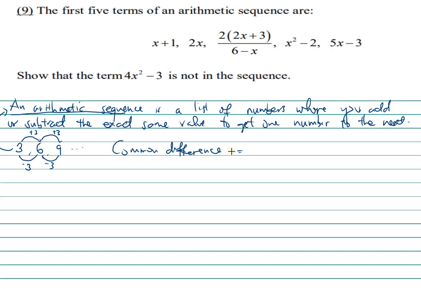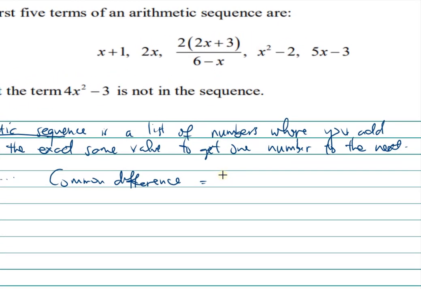So for example, for 2 consecutive terms, 9 and 6, I subtract: 9 minus 6 gives us 3. It doesn't matter which consecutive terms you pick, you are going to get the exact same value, which is known as the common difference. So we are going to rely on this feature to get the value for x.